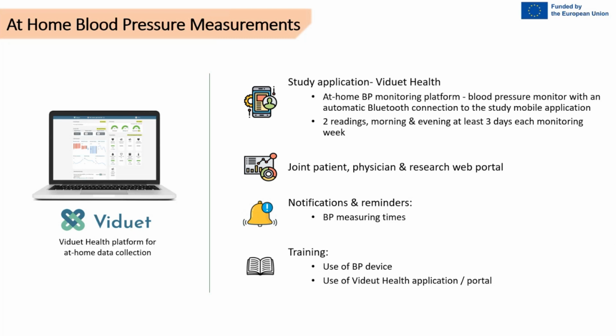Home blood pressure measurements will be taken at least 3 days per monitoring week, with participants asked to record at least 2 measurements in the morning and 2 in the evening on each measurement day. To ensure compliance with protocol, participants can also receive notifications, alongside notifications that go to site, throughout the study.